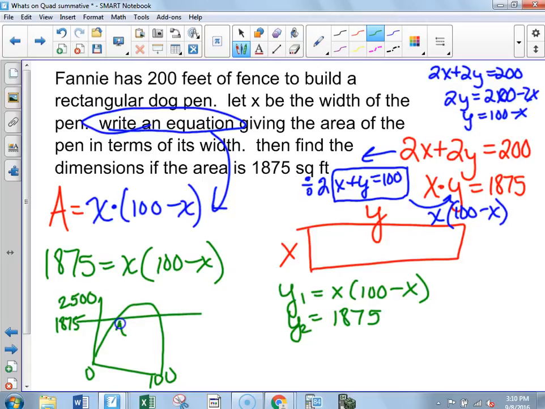Mm-hmm. If you're using this method, you do intersect. I believe that's 25 and this one's 75. Did anybody find them? Okay. How can there be two answers? If x is 25, 100 minus 25 becomes 75, yes? If x is 75, 100 minus 75 is 25. One is the length, one is the width. And it doesn't matter which one's which, in my opinion, okay? Because it's just going to say find the dimensions.